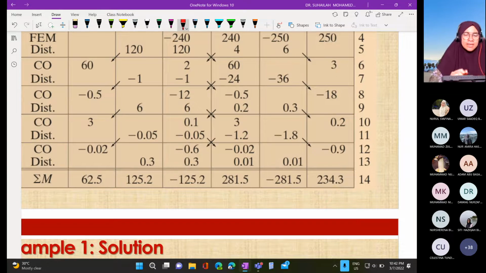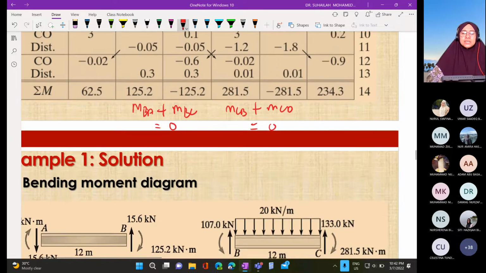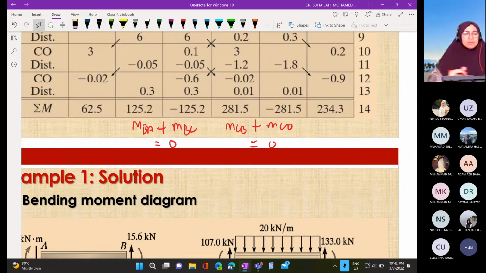And ikut konsep yang explain dalam slope deflection method, so this is MBA, MBC, total equal 0. That's why we got 1 negative, 1 positive. And then we have MCB, MCD, total equal to 0. So yang ni sebab dia N fix ada moment at A and at D. So ni moment at A, moment at D.